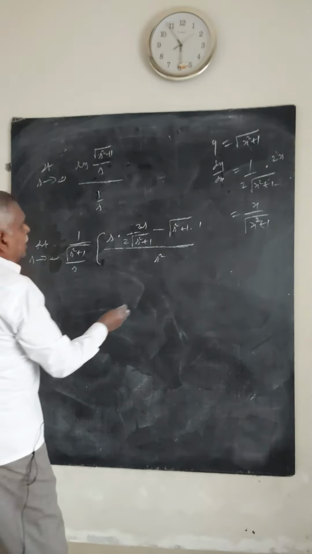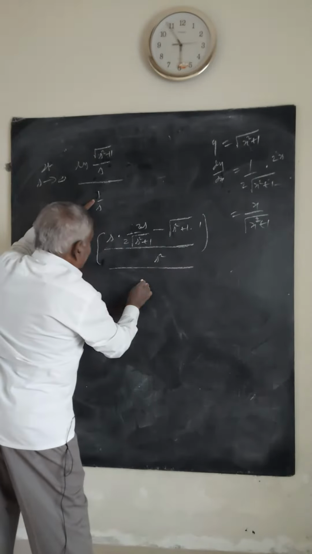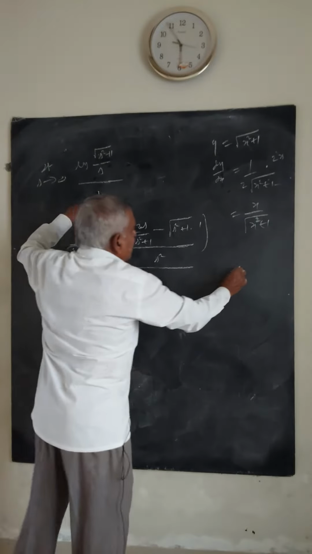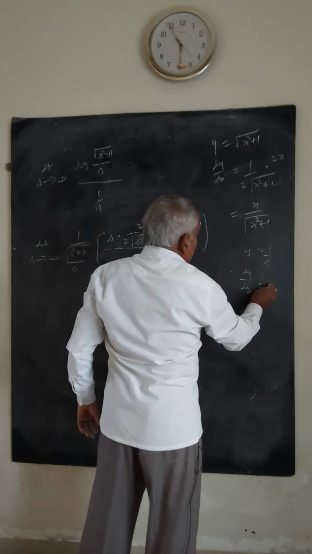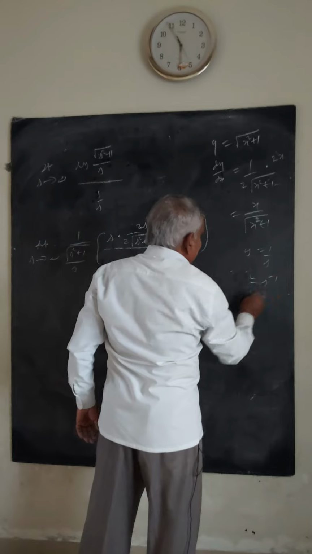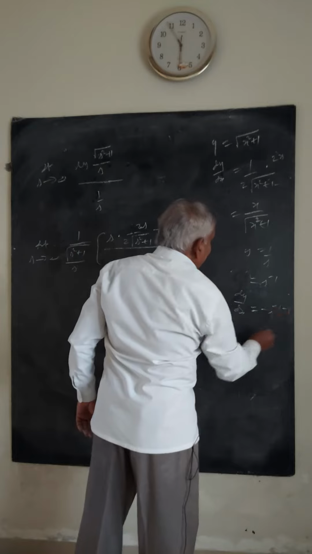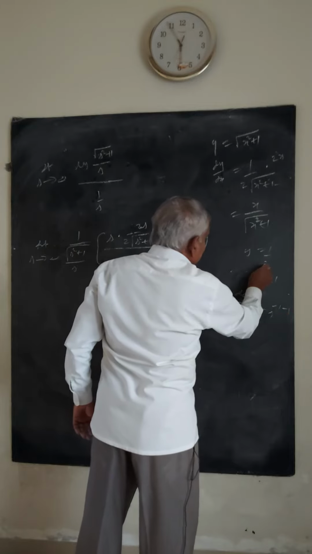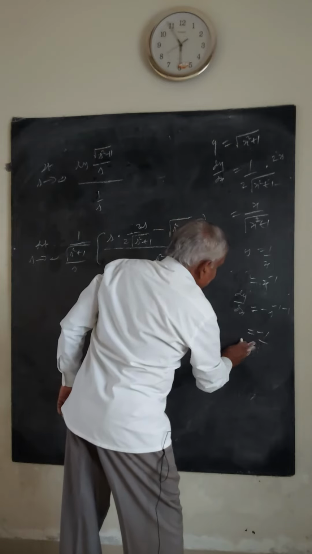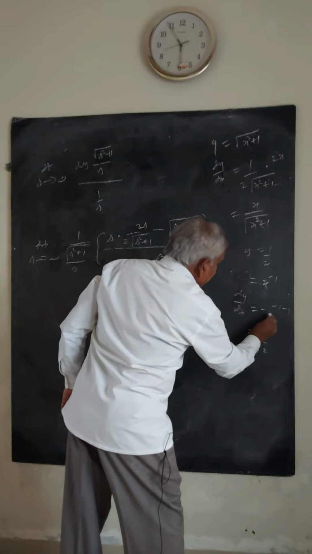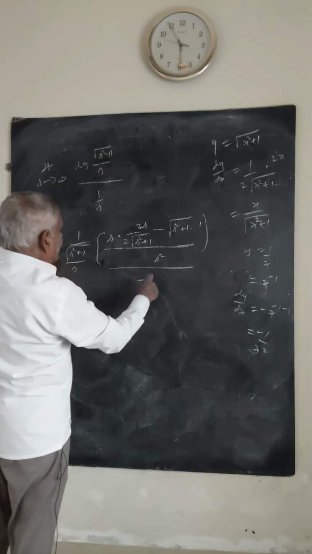Again, the denominator differentiation. This one is minus 1 by s square. Let y equal 1 by s, which is s power minus 1. dy by dx equals minus 1 times s power minus 1 minus 1, using x power n, n x power n minus 1. Therefore, minus 1 by s square. Similarly, minus 1 by s square. This s square and this s square get cancelled.